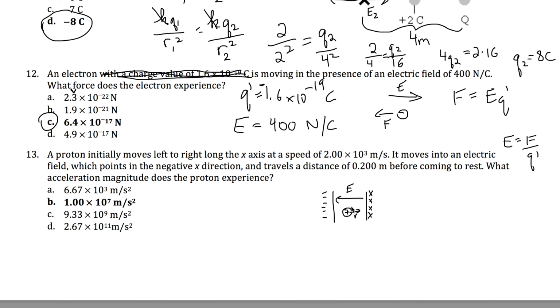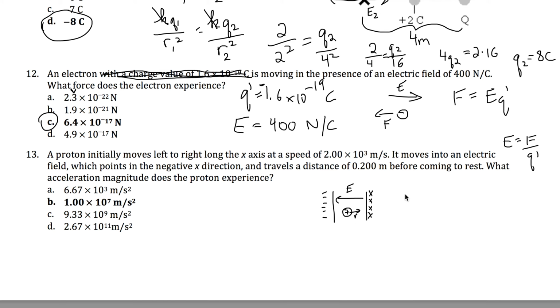So if it's initially moving to the right, we know that it's eventually going to slow down, stop, and turn around, depending on how fast it was going to begin with. It's possible that it was going so fast that it'll slow down, but it'll still reach this plate. So in this instance, it travels a distance of 0.2 meters before coming to rest, so it does come to rest.